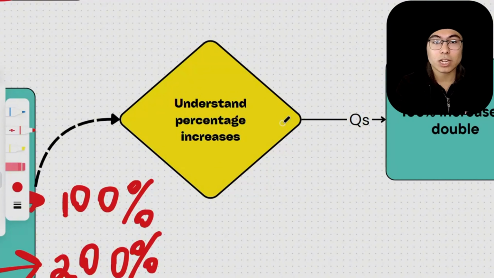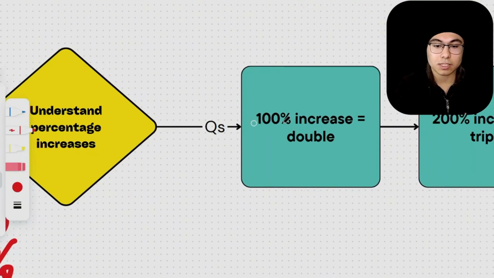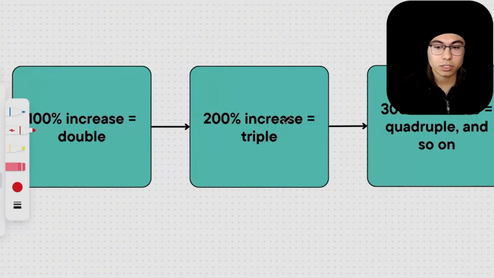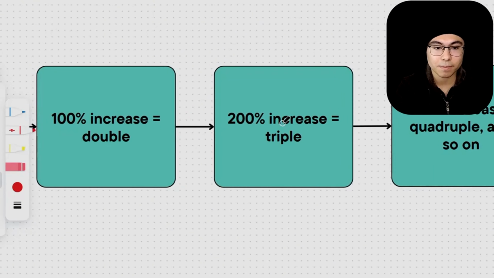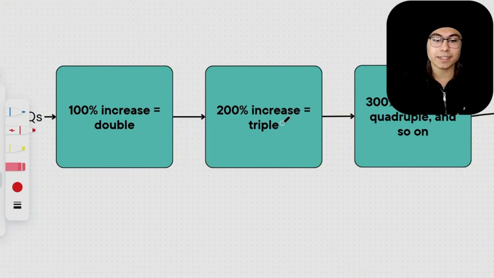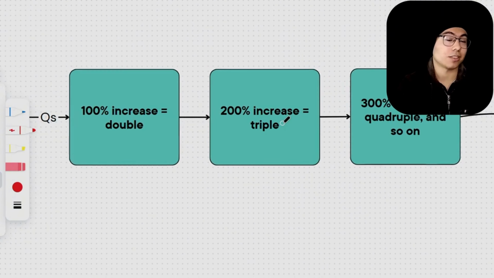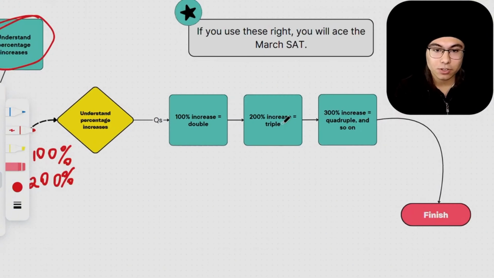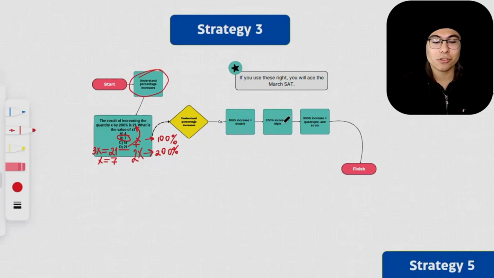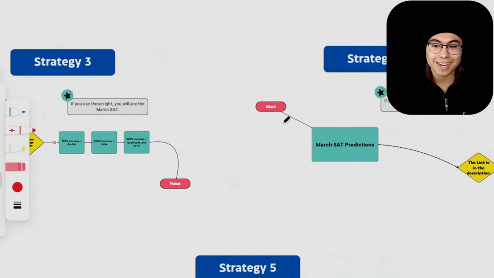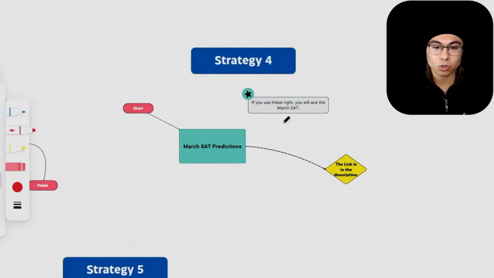So the main strategy here is understanding percentage increases. Here are 3 examples of them. A 100% increase is doubling the original number. A 200% increase is tripling the original number. And a 300% increase is quadrupling, and so on and so forth. So this was strategy number 3. And now let's move on to strategy number 4.